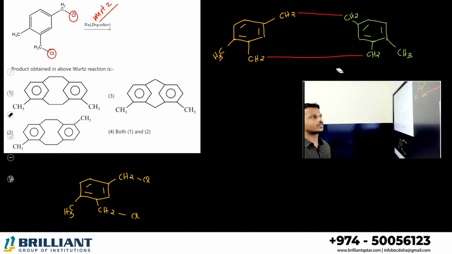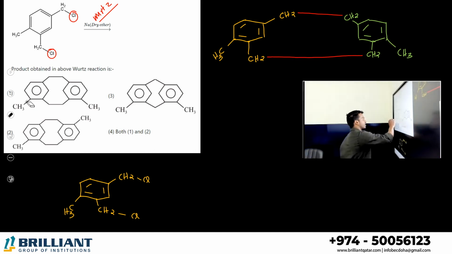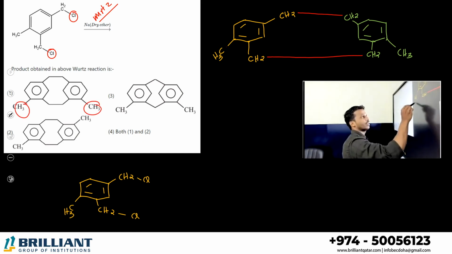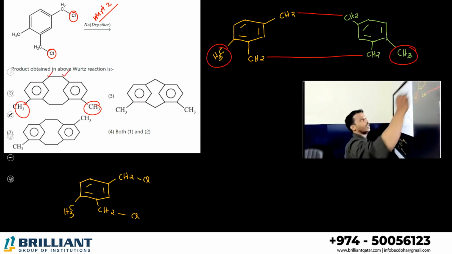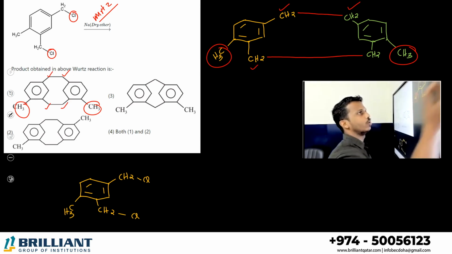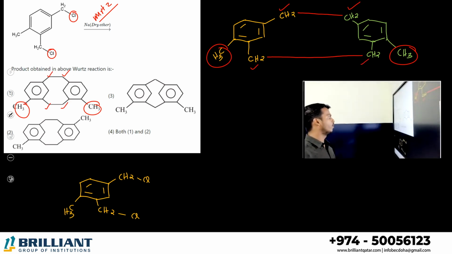Can you identify this product in any option? Option A is correct, right? In option A, you can see this CH3, this CH3 and this CH3 here. In between there is a CH2, here also CH2. But be careful, there is an option 4 given, both 1 and 2. Is that possible or not? That's also possible, right?